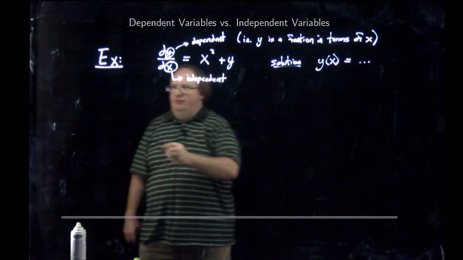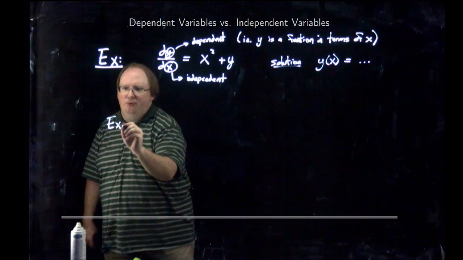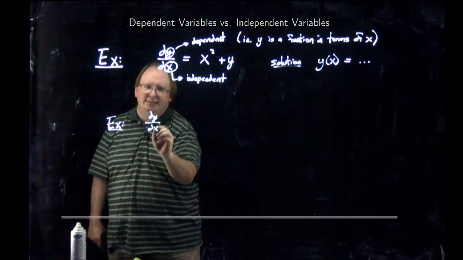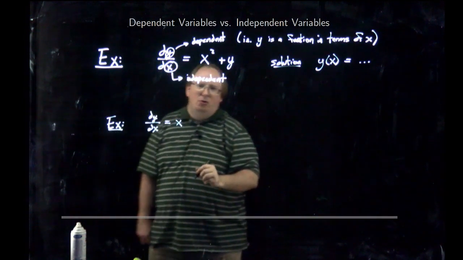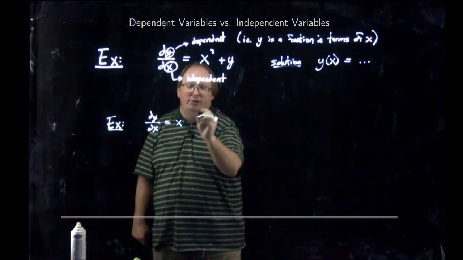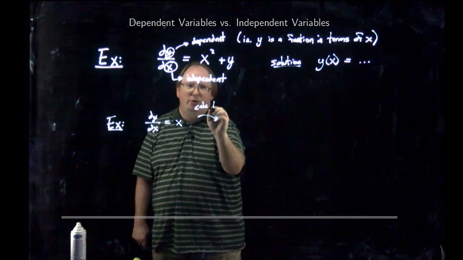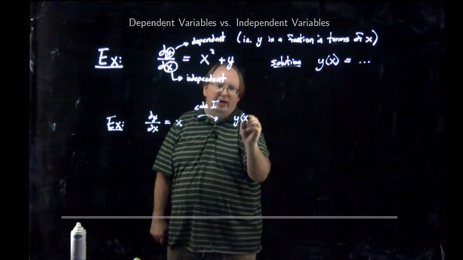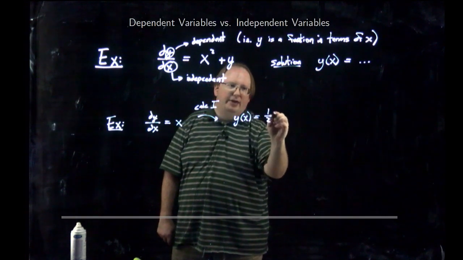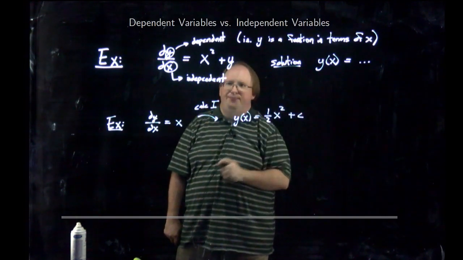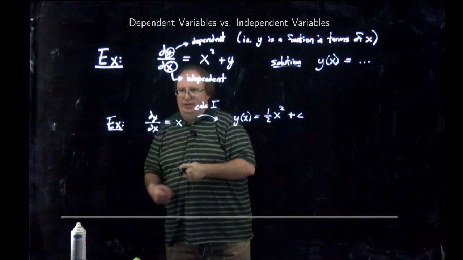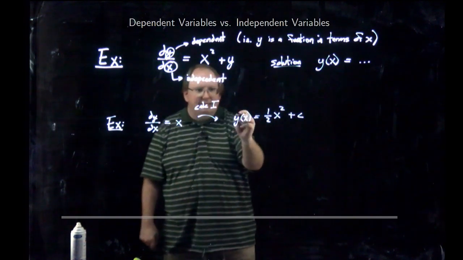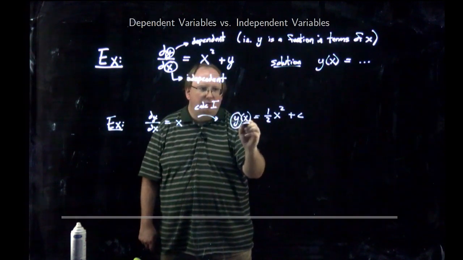So let's do an example from that Calc 2 example that we did before. If I say the derivative of y with respect to x is equal to x, we know from Calc 1 that the answer is y of x is equal to 1/2 x squared plus c. And just like the definitions of domain and range and input versus output, what you see is this is going to be a function in terms of y.